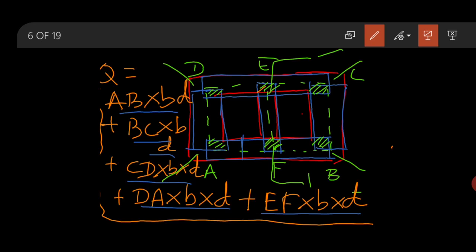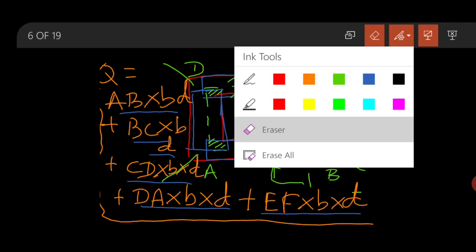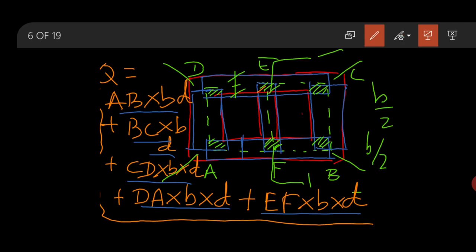Clear? So from the total center line length, we have to deduct how much portion? If this is the width of a particular item of wall, and if this one is B, then we have to subtract B by 2 from one side and B by 2 from the other side. That means we have to subtract B by 2 from both sides. Okay?